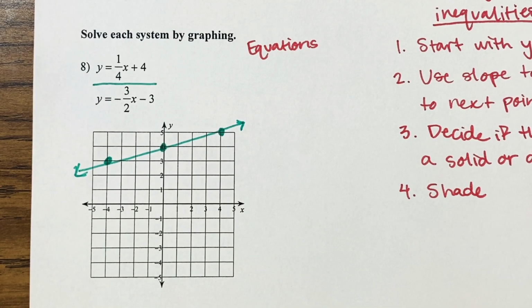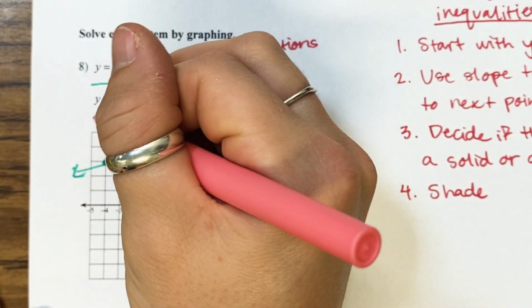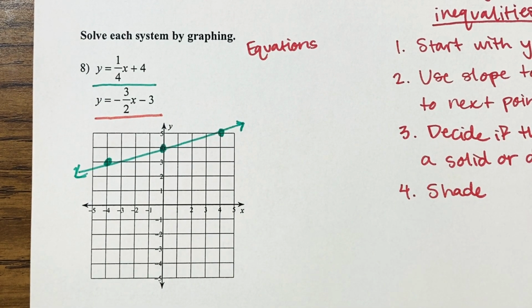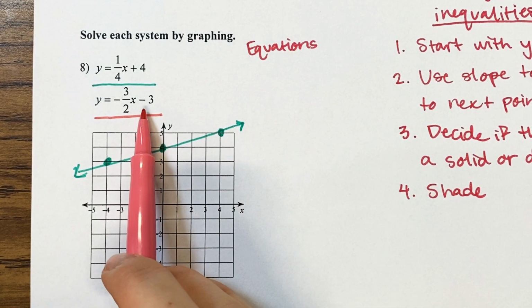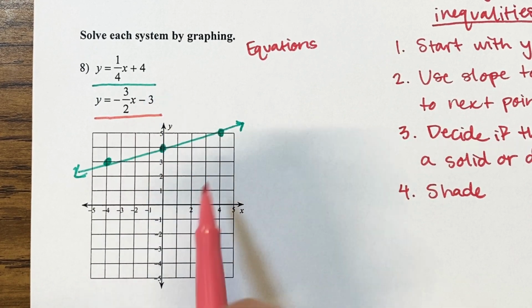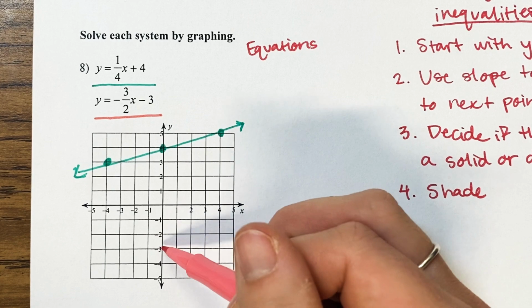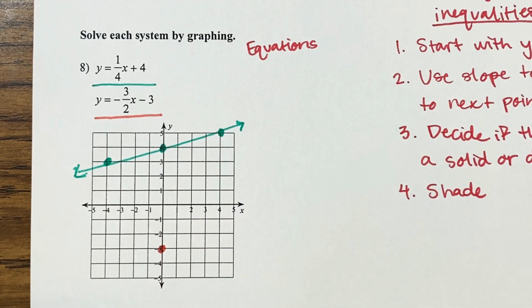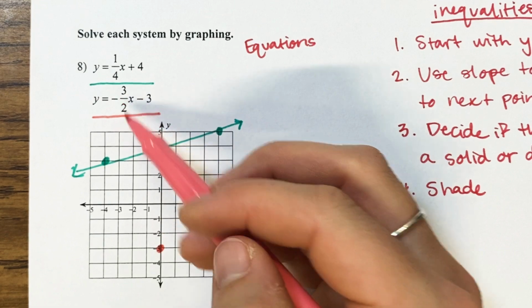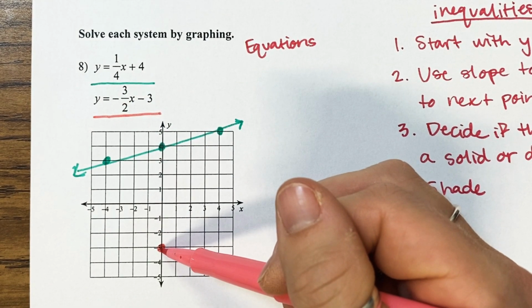Okay. Now let's go ahead and graph our second equation. What is the y-intercept of my second equation? Y-intercept doesn't have an x attached, so it's that -3. So find -3 on your y-axis, right there. Okay, now let's use our slope to count to our next point. Okay, so we have our slope of -3 over 2. So we want to go down 3 and over 2.